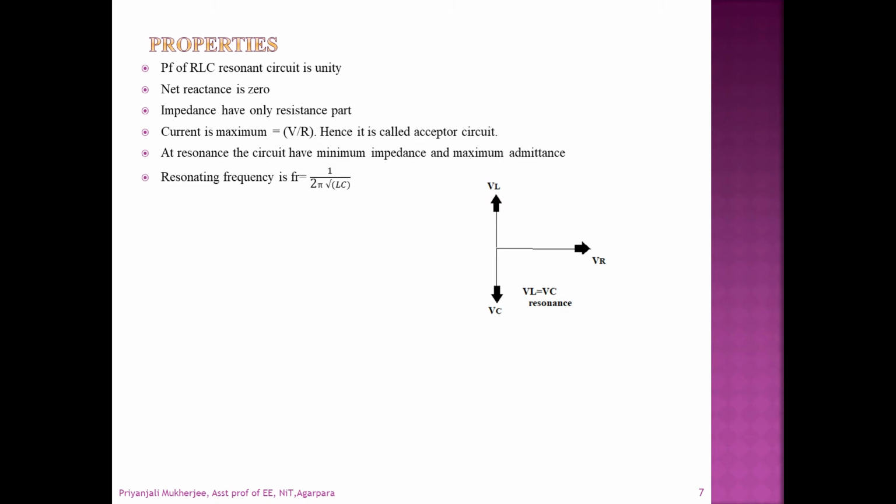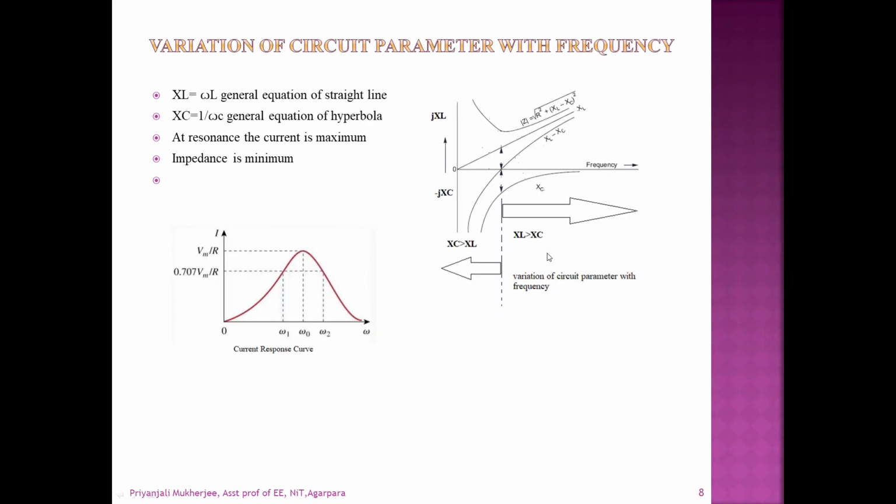At resonance, the line current in the series RLC circuit is maximum, and it can accept the maximum current, and hence it is called the acceptor circuit. At resonance, the circuit has the minimum impedance as well as the maximum admittance, and the resonating frequency becomes 1 by 2 pi root LC. Now, in resonating conditions, VL and VC have the same magnitude, and both cancel out. So the only voltage is equal to VR, and it is acting as a purely resistive circuit.